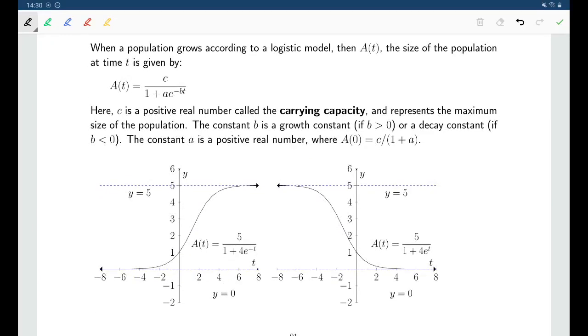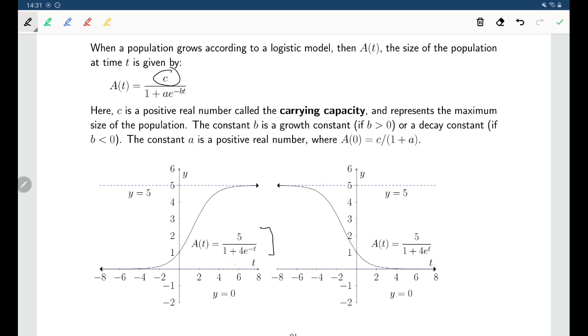So here the formula for a logistic model is this. It is something that involves an exponential term. A of t is equal to c over 1 plus a times e to the power of negative bt. And here we've got a couple of things. Number one, the numerator for this fraction represents the maximum population size. That's the so-called carrying capacity. So in the example that I have here, I have A of t is equal to 5 over 1 plus 4 e to the negative t.